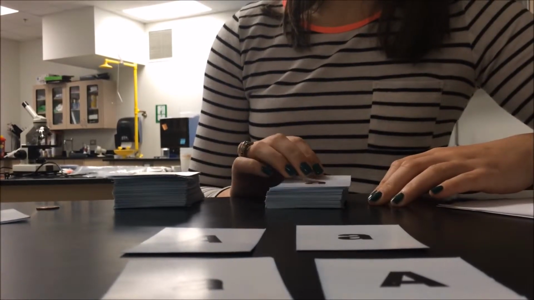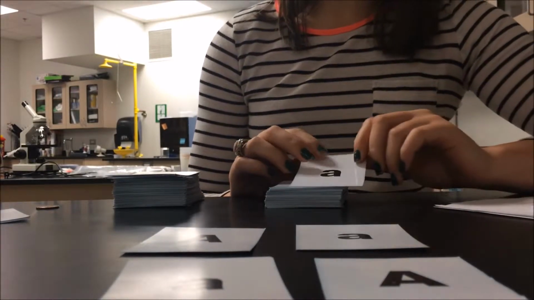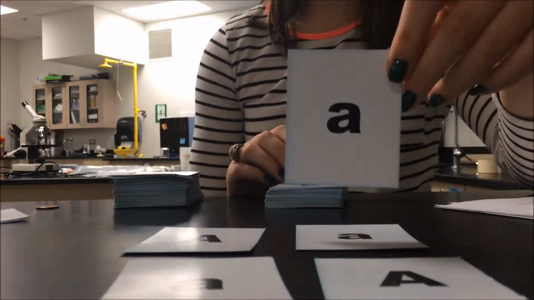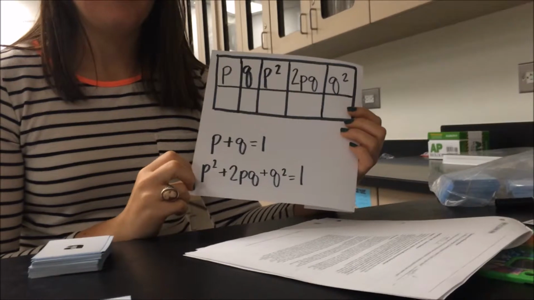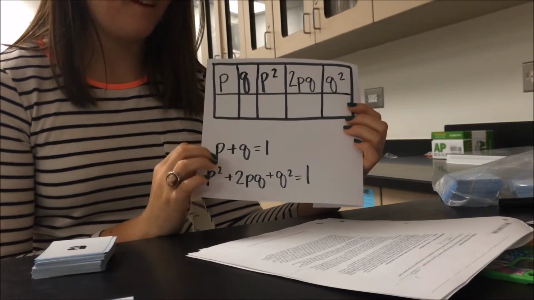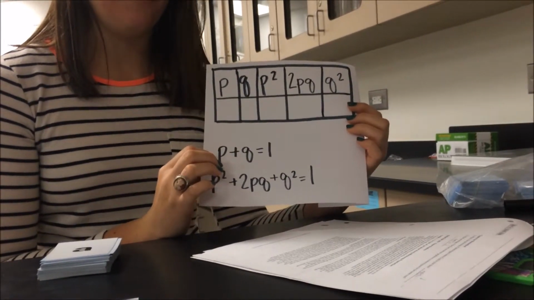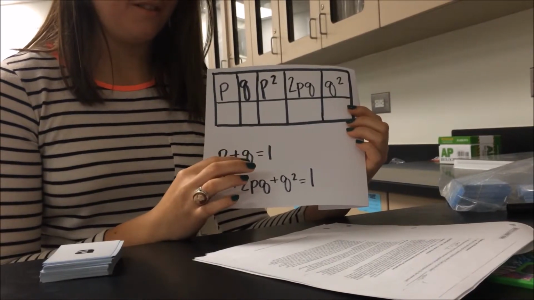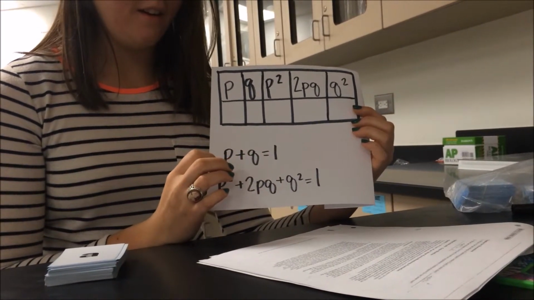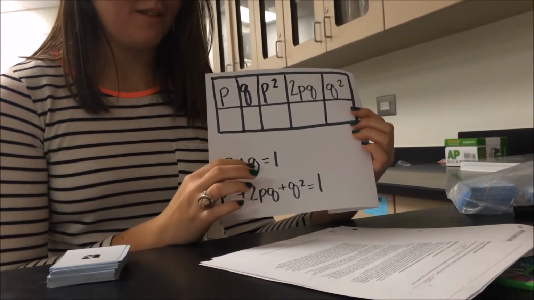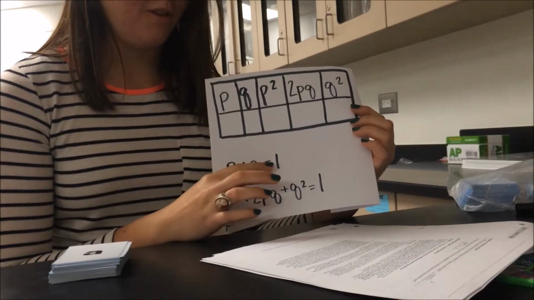When talking about Hardy-Weinberg, the recessive allele is represented by a lowercase letter, and the dominant allele is represented by a capital letter. In Hardy-Weinberg, the letter P represents the dominant allele, and the letter Q represents the recessive allele, and the frequency of the dominant allele plus the frequency of the recessive allele should equal 1.